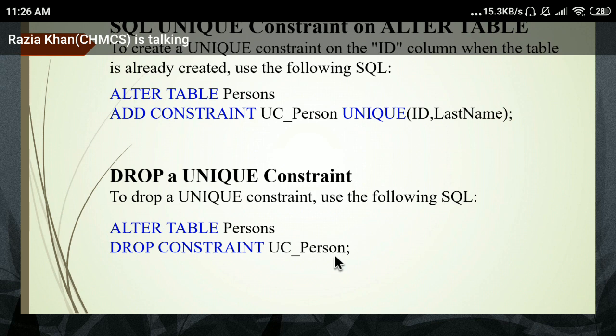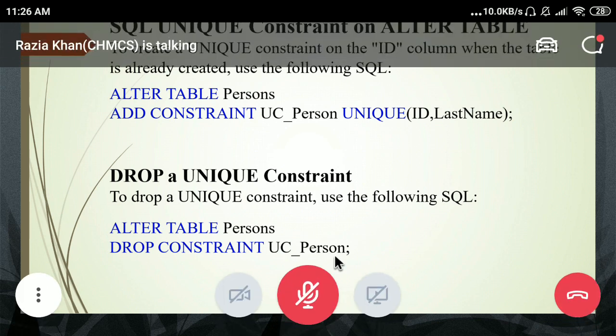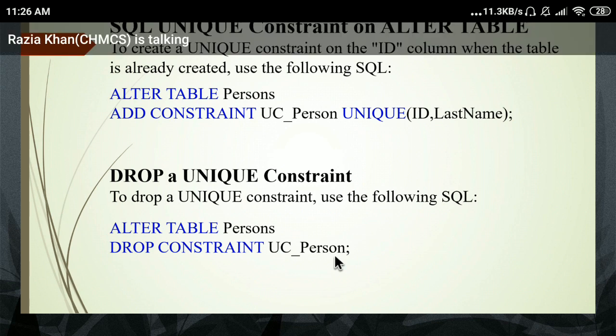Everyone clear how you can add the constraint in any table after creating the table, or how you can drop this unique constraint after applying the constraint on a particular table. UC person is your constraint name. You can take any name, no? You can take any name.